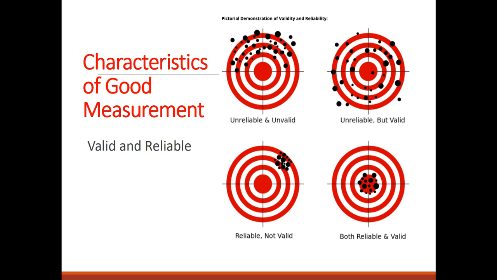This one is important too. Characteristics of a good measurement. So how do you know that your instrument is good? Valid and reliable. These are the two words that you have to know. What is valid, what is reliable? You can see the picture here. Valid means it's supposed to measure what it has to measure. For example, let's say I want to measure the length of a toothbrush.